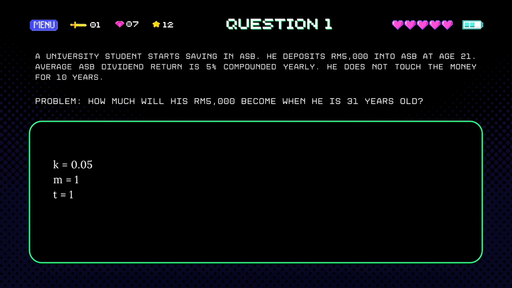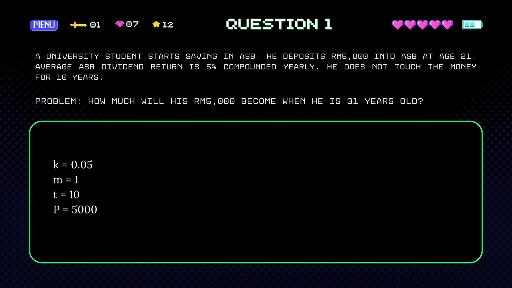We are given K, nominal interest rate, equals to 5%. We need to change it to the decimal number that is 0.05. And the frequency, M, how many times it will be compounded, equals to 1. T, time, how many years he saved, equals to 10 years. And the capital P, principal, is the amount of money that he deposited, equals to 5,000 ringgit.